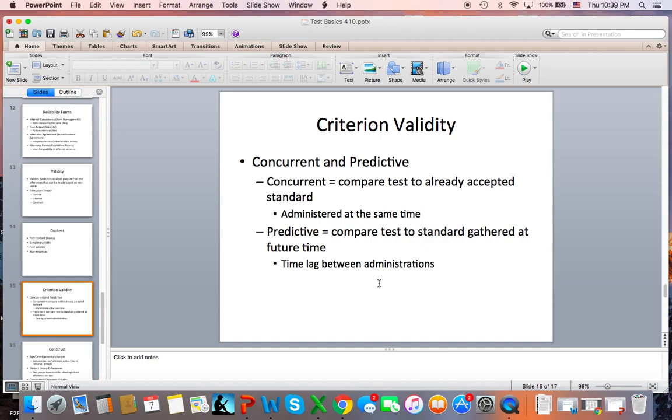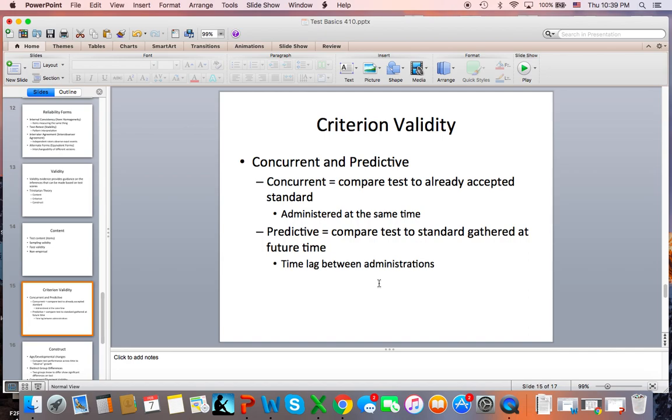So in concurrent validity, those tests are administered at the same time or within extremely close proximity to each other. With predictive validity, you're trying to do just that. You're trying to use test A to predict performance on test B. So there's a time lag between those administrations.